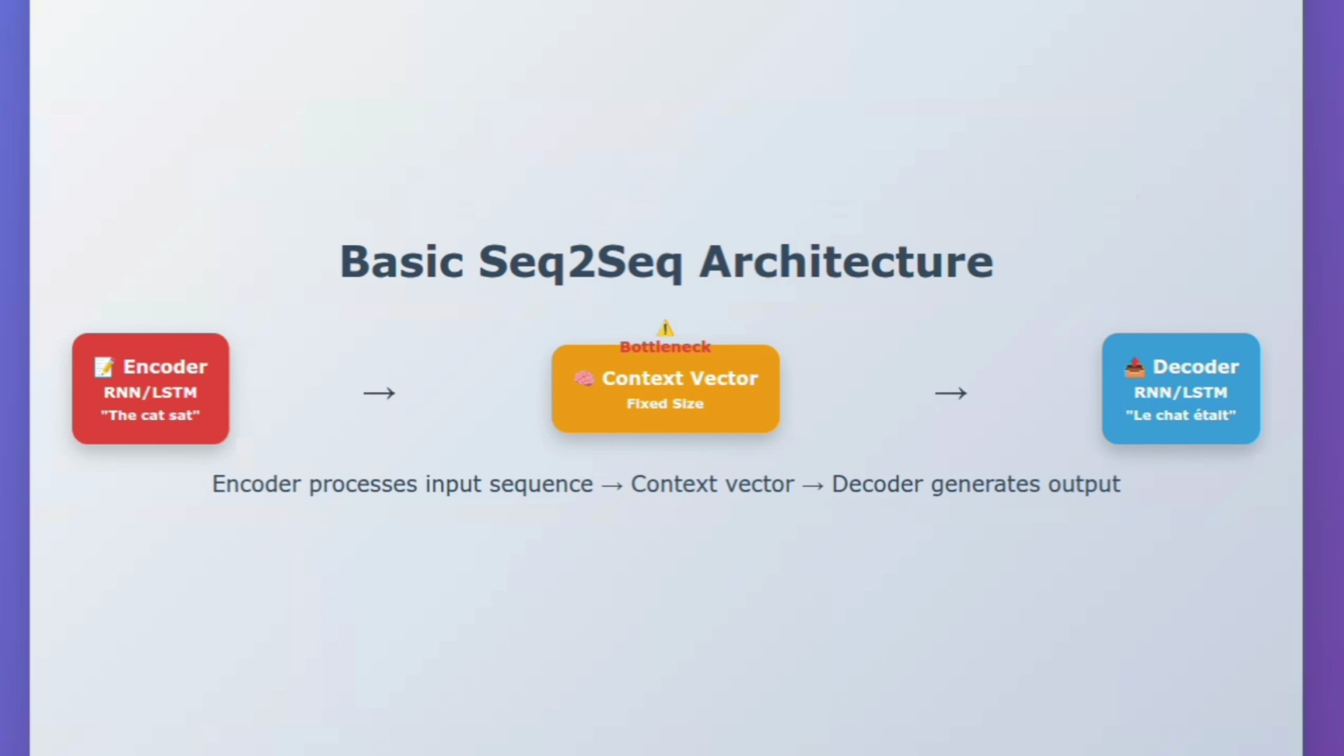Once the encoder has processed the entire input, this context vector is passed to the decoder. The decoder then takes this context vector and generates the output sequence, for example the French translation, word by word, predicting one word at a time until an end-of-sequence token is generated.